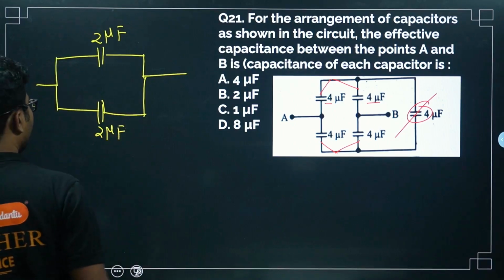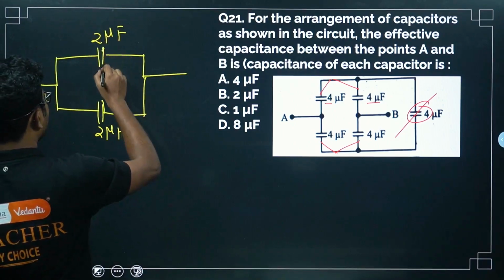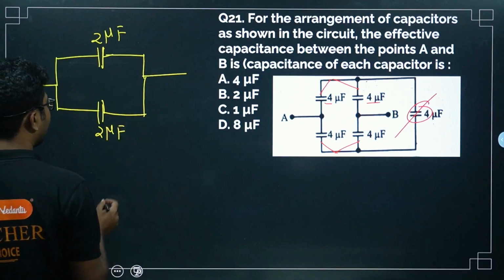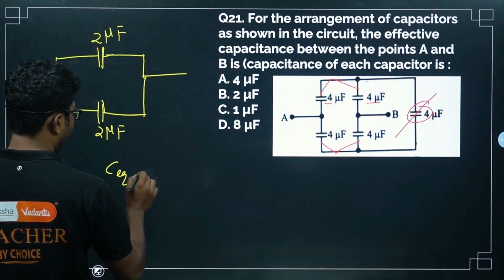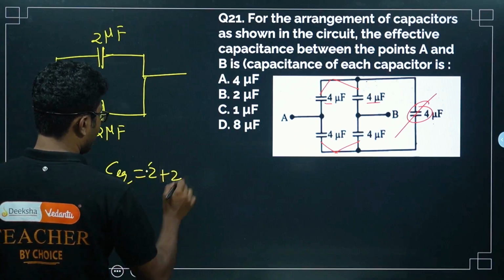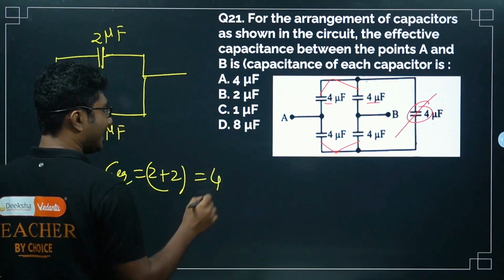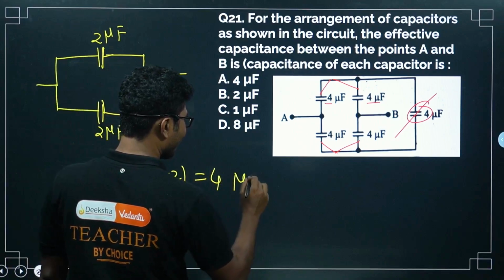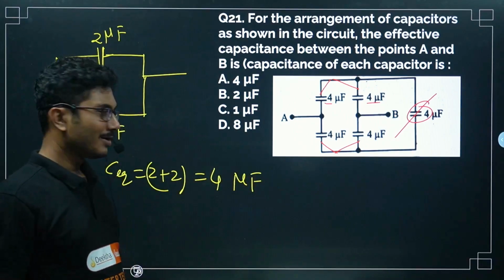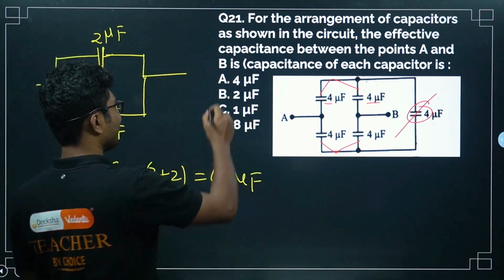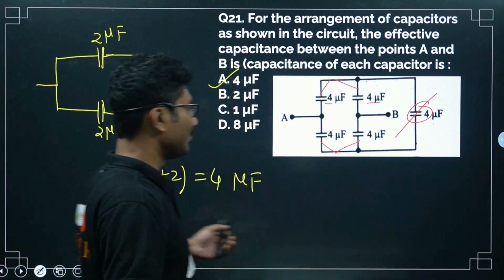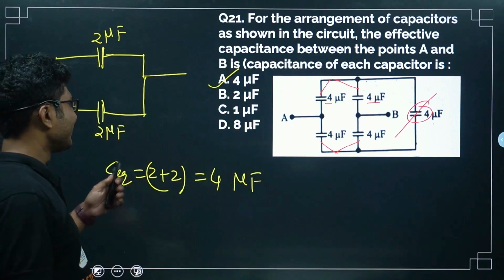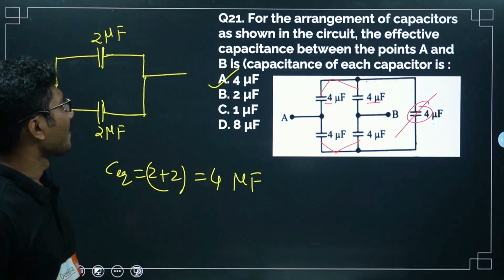Right? And once they are connected in parallel, the equivalent capacitance is 2 plus 2, that is 4, right? So here we got 2 plus 2, 4.